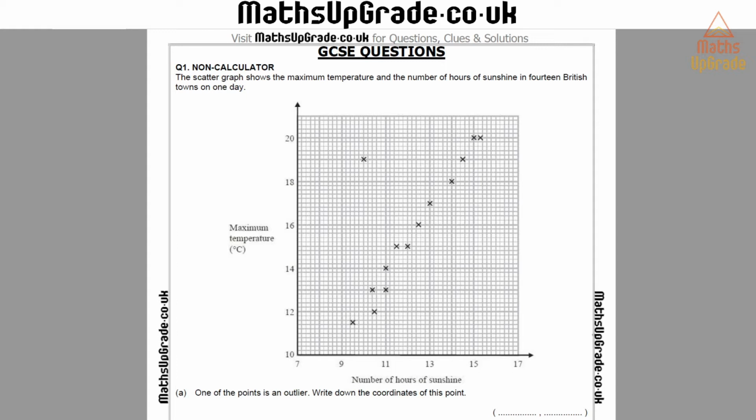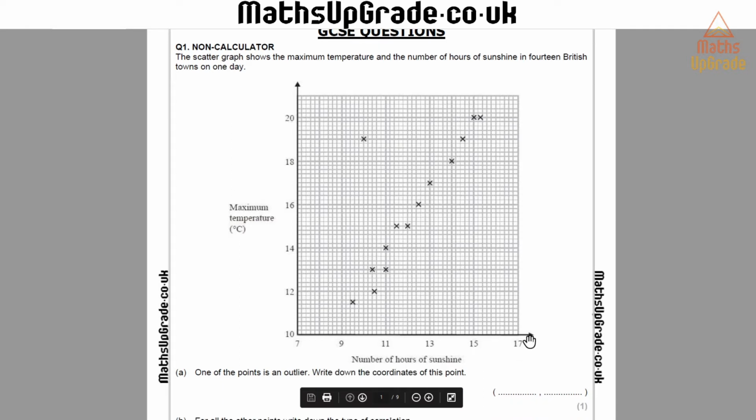The first question is a non-calculated question and gives us a scatter graph showing the maximum temperature and the number of hours of sunshine in 14 different British towns. We're told that one of the points is an outlier. We need to write down the coordinates of the point.